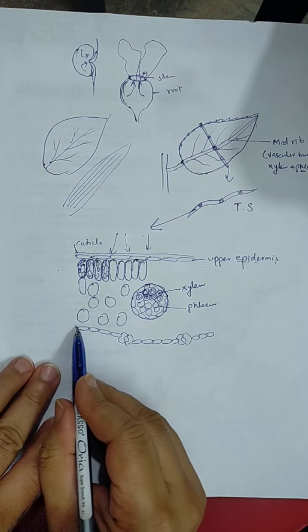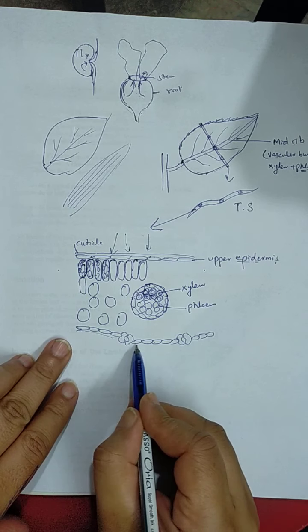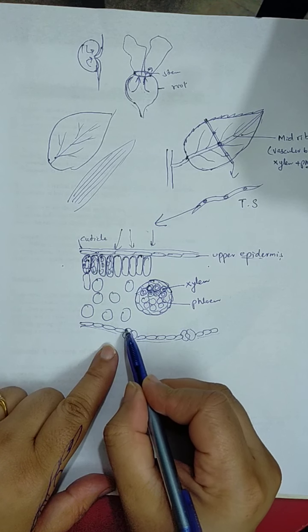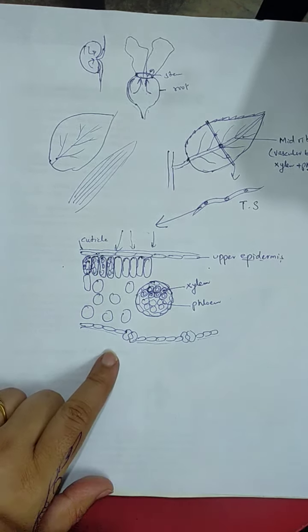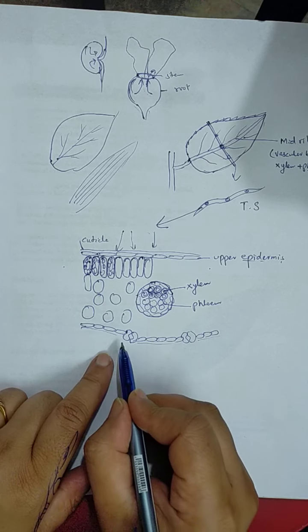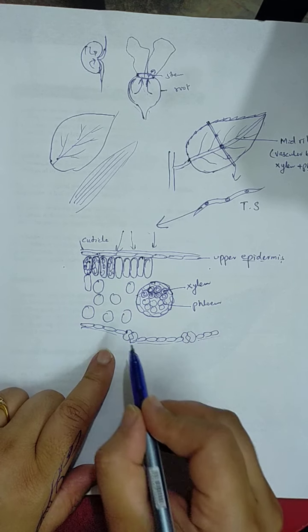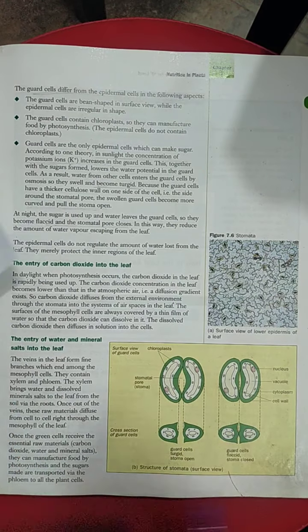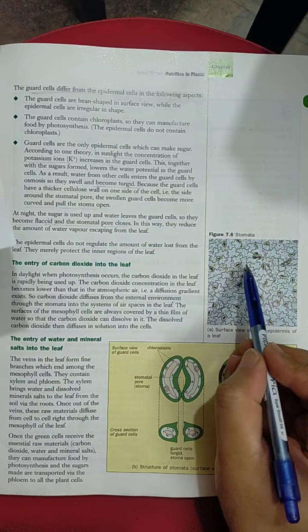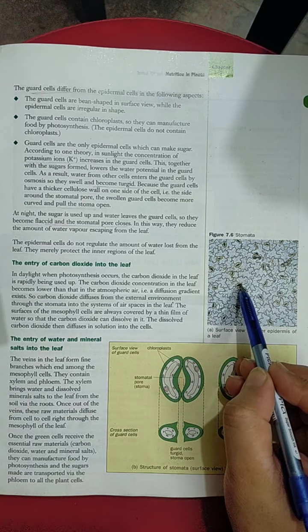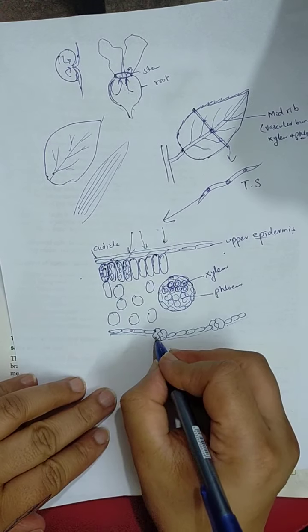Now here is the lower epidermis. Again a cuticle layer will be present. Here in the lower epidermis you can find another type of cell which I have made here, bean shaped. These bean shaped cells are also epidermal cells, but special epidermal cells, because they are different in shape from the other cells. Here I can show you these cells. These are different epidermal cells, and these cells are called guard cells.